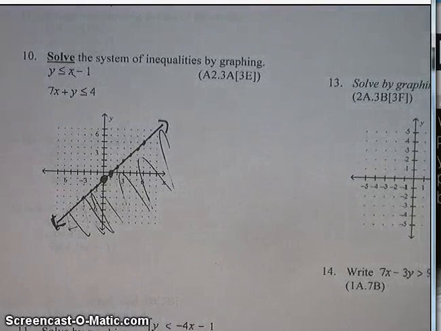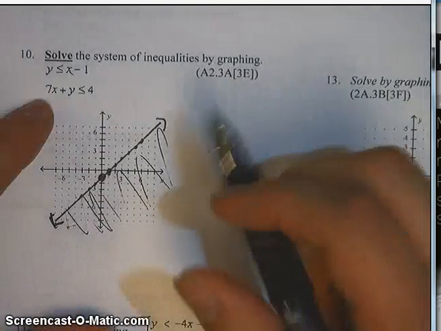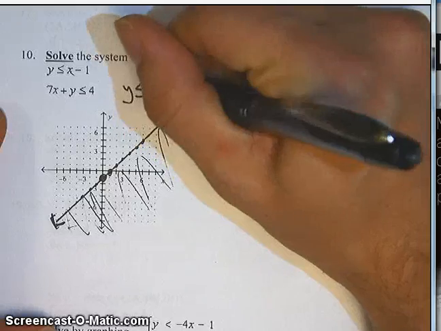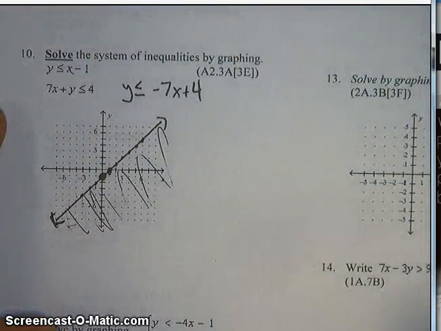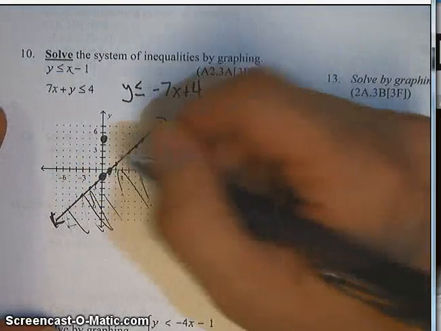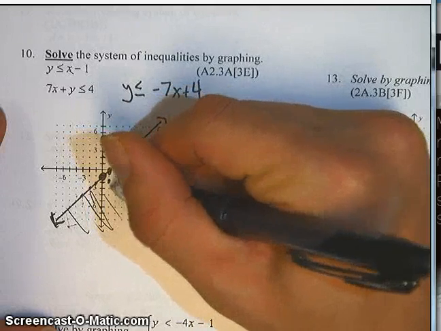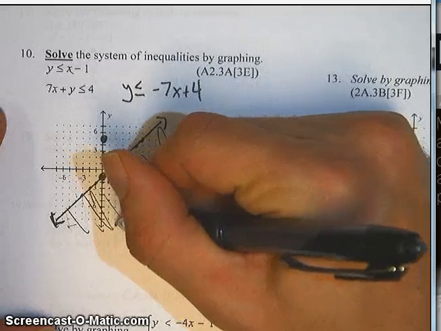Now this other equation is not solved for y, so I need to go ahead and subtract 7x from both sides to get y is less than or equal to negative 7x plus 4. And now I'm going to graph that line as well. Start at the y-intercept of 4, and then I'm going to go down 7, right 1. Down 1, 2, 3, 4, 5, 6, 7, right 1.